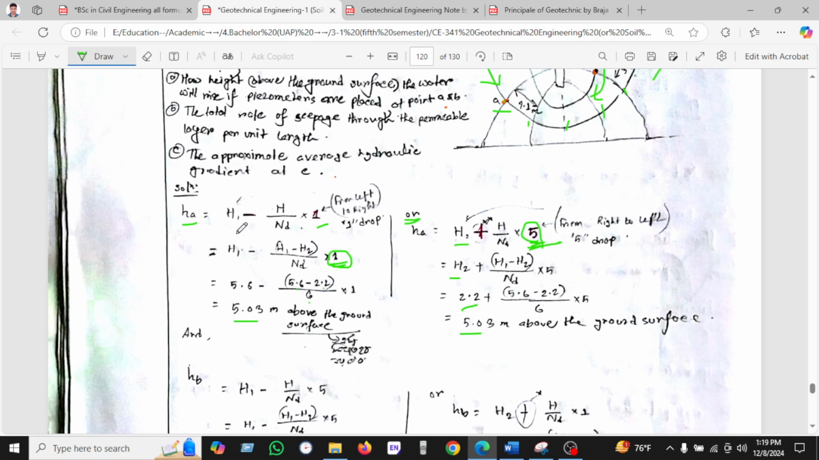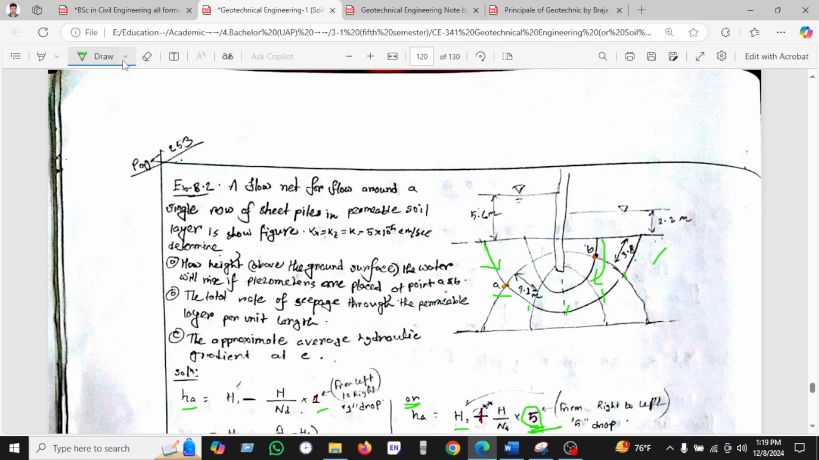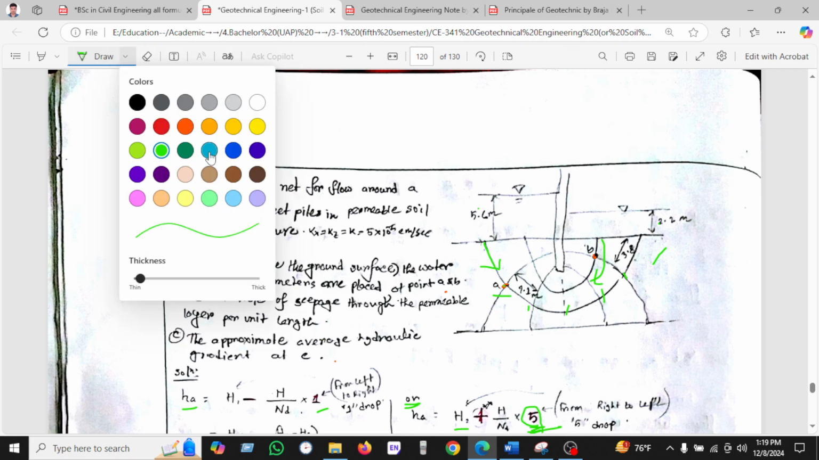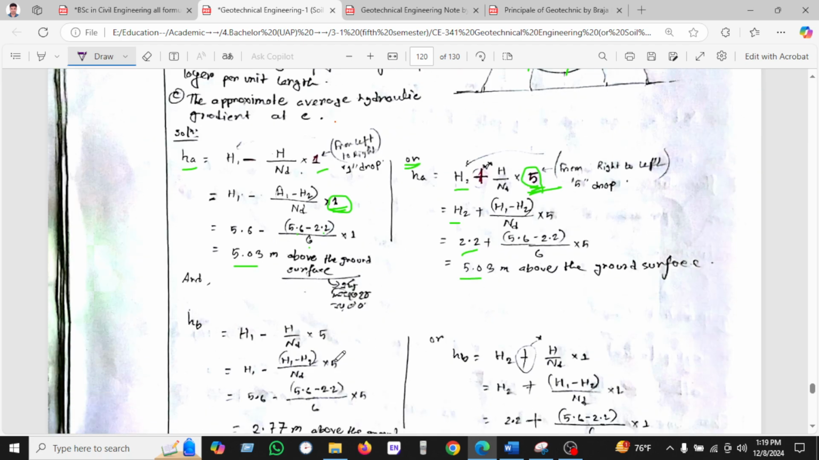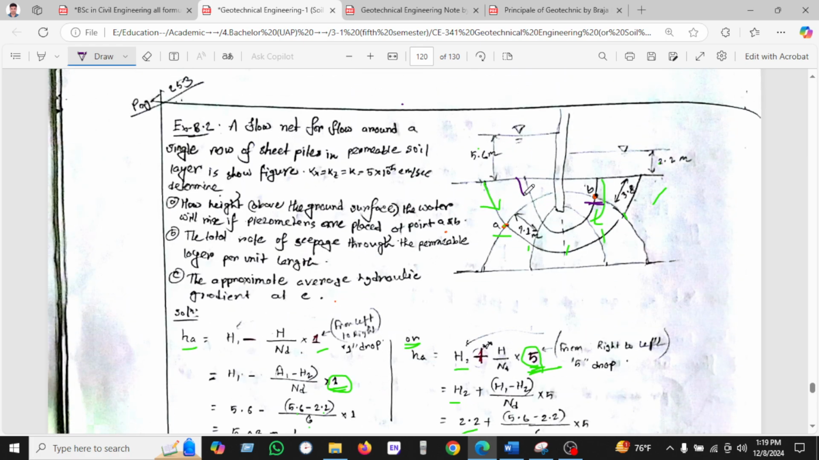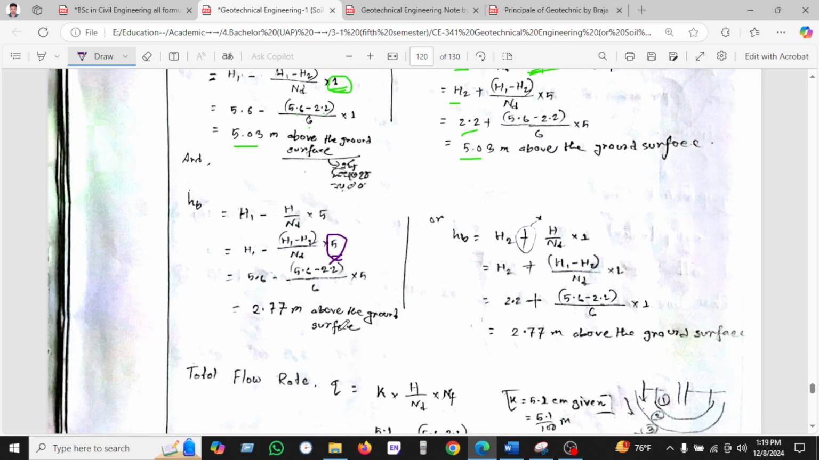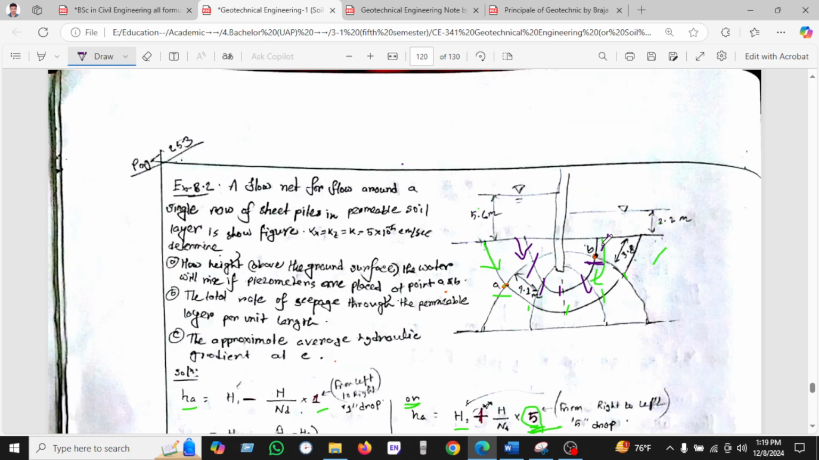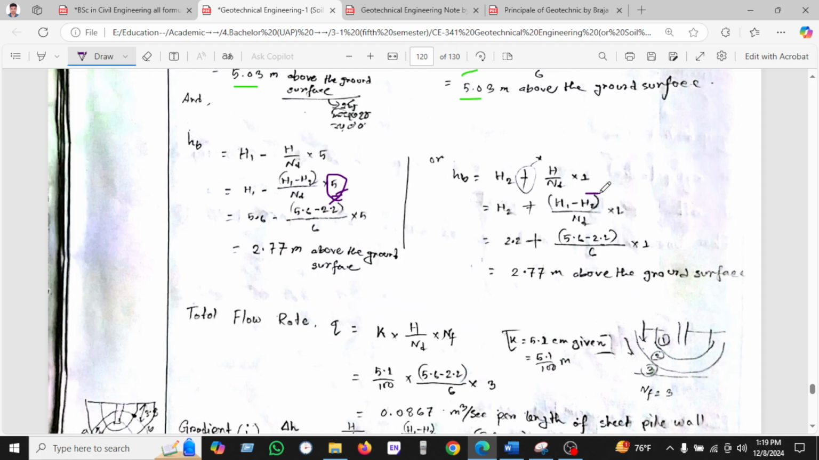So now we can see HB. Similarly, we can calculate HB. This is the point of HB. So H1 minus H2 times 5. I give 5 because we are going through this portion, left to right, 1 2 3 4 5. So that's why we multiply by 5. On the other hand, we can calculate from the left side. This is the first, that's why we multiply by 1. So for all the results, we found HB is 2.77.